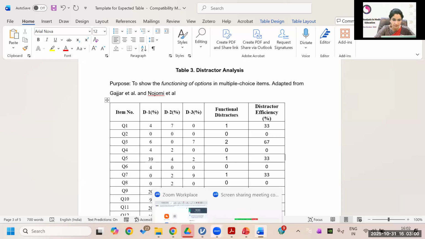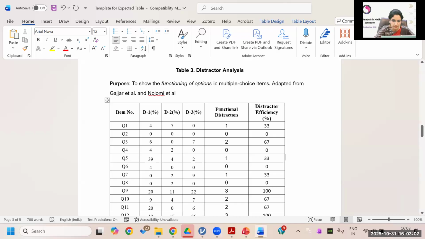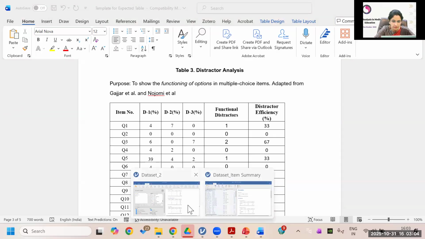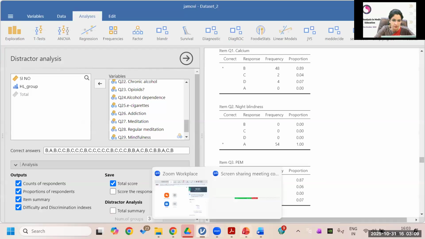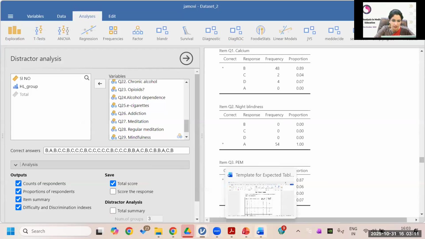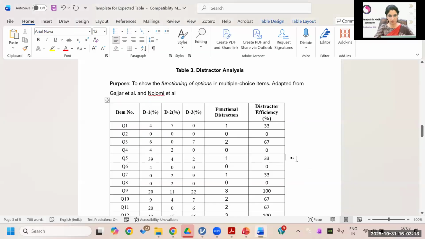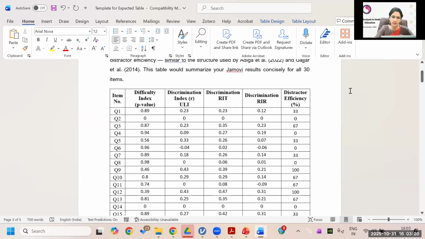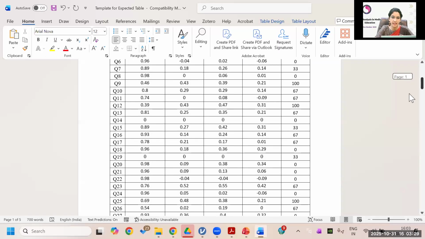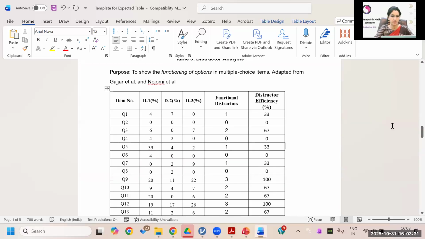And again, one thing you can see here, the same. So this you have, so you can copy this whole distractor efficiency percentage and you can paste it here also in the first table. But since you have given it, you can remove it from here also, because it is duplication of information. You are giving distractor efficiency here and then the detailed distractor efficiency you are giving in this table.